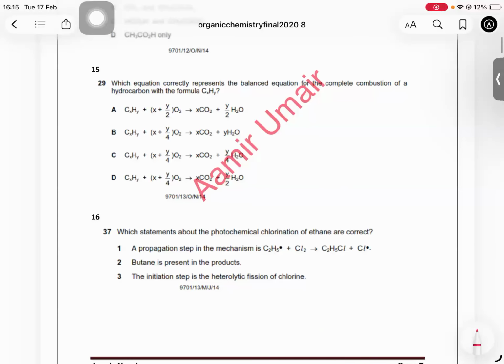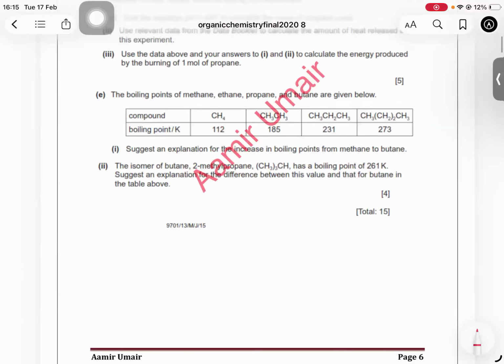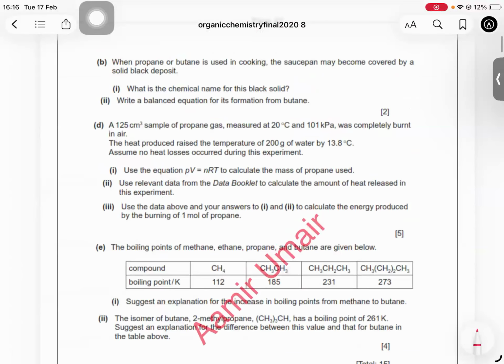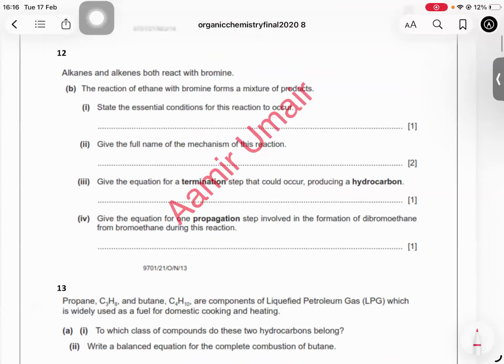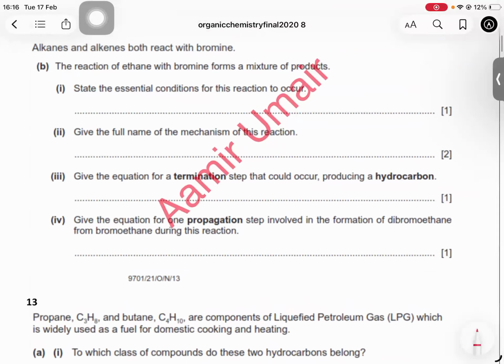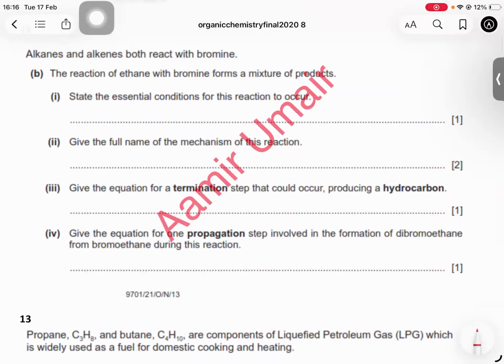नेक्स्ट. The next question for prize money. सॉरी. Next question for prize money. अच्छा, अच्छा. Study. ओके. Alkane both react with the bromine. The reaction with the ethane with bromine forms a mixture of products. Please, parents. State the essential conditions for this reaction to occur. UV light. UV light. Okay. Give the full name of the mechanism. Give the full name of the mechanism.